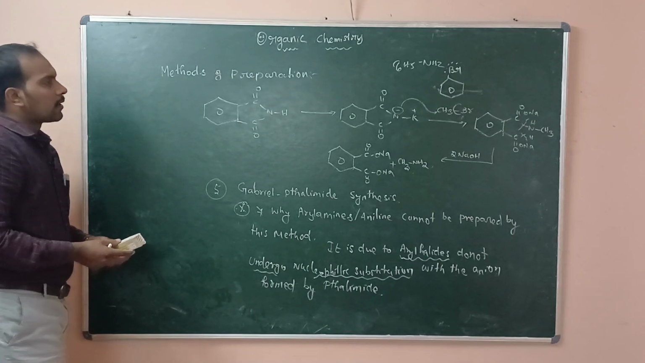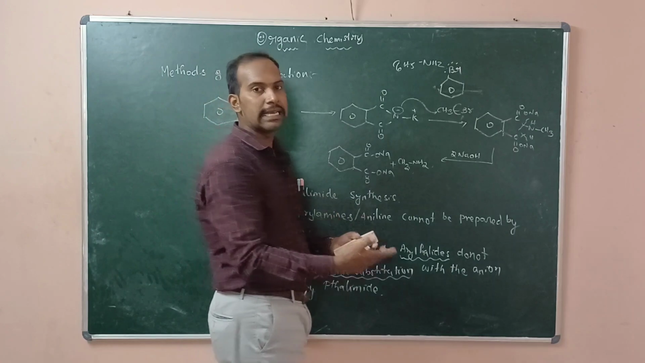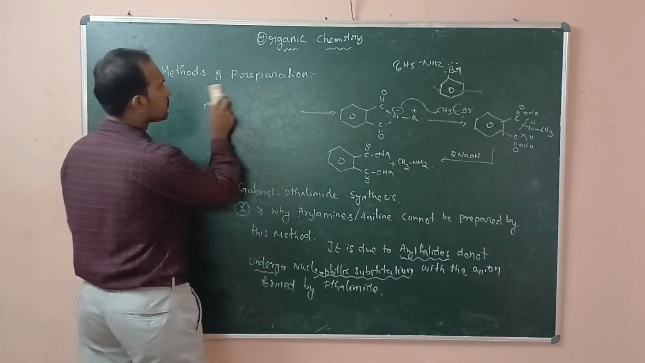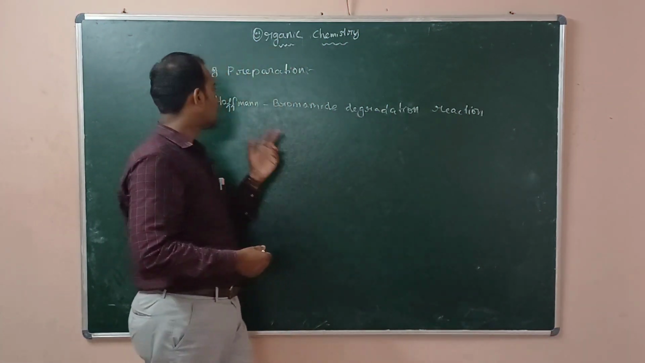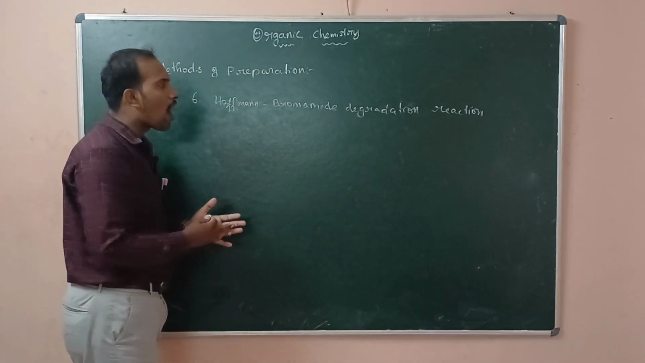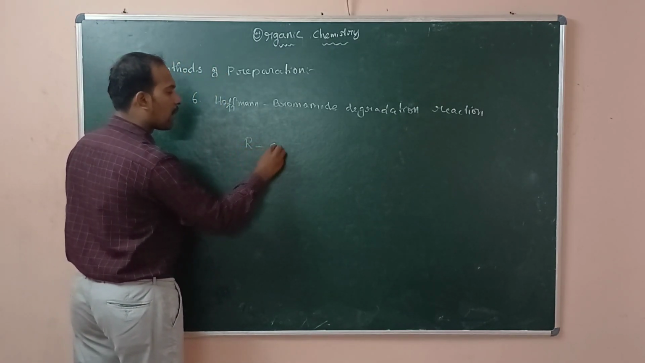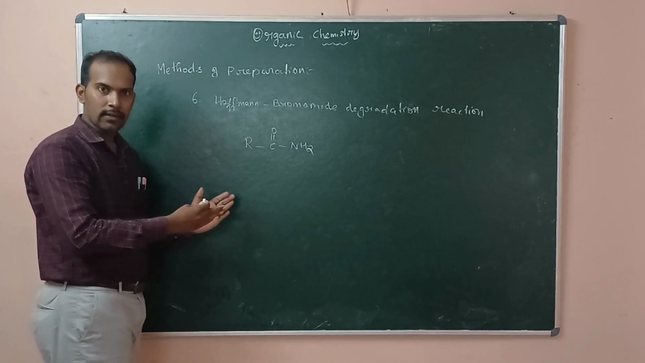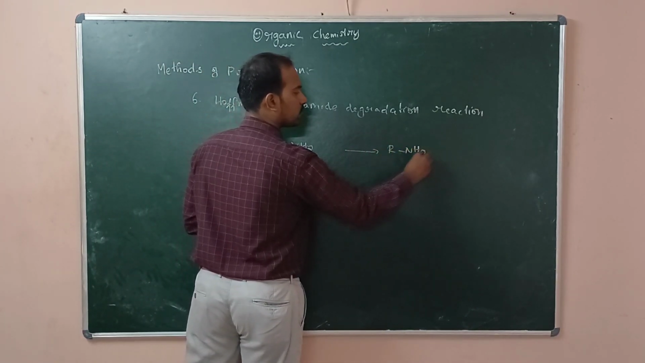Now, the next and last question is Hoffmann bromamide degradation reaction. What is Hoffmann bromamide degradation? Among the 6 methods of preparation, this is the Hoffmann bromamide degradation reaction. Here we have the reactant amide, RC double bond O NH2, which is converted into amine, RNH2.